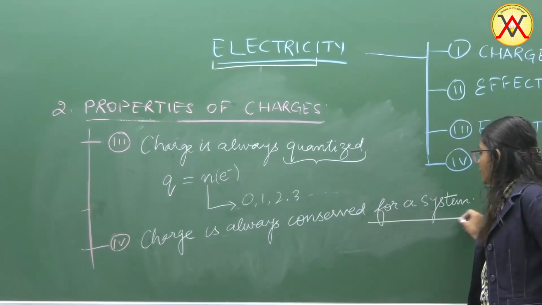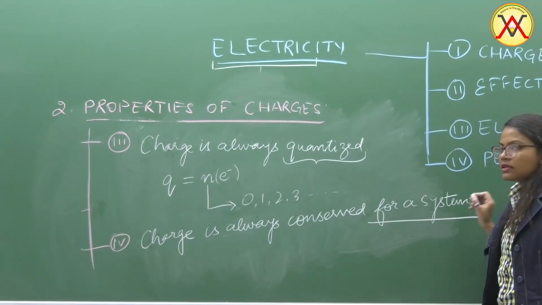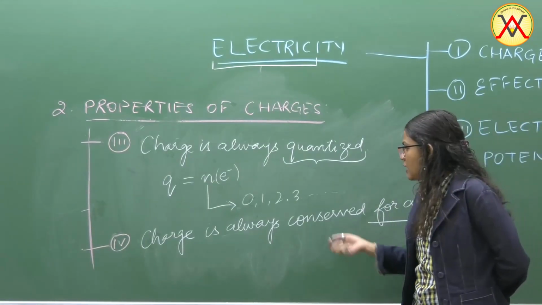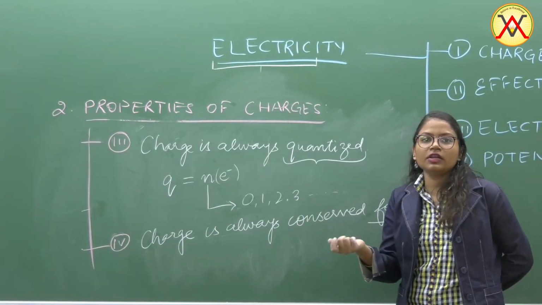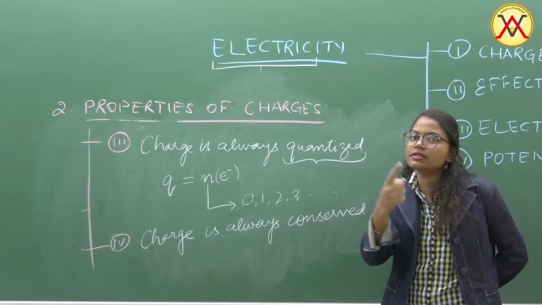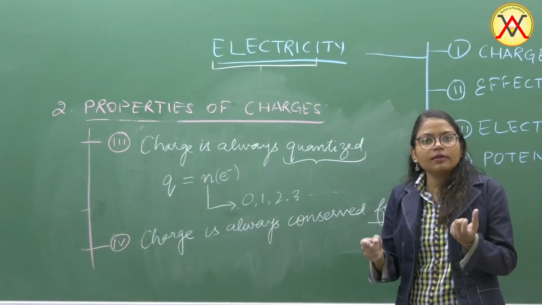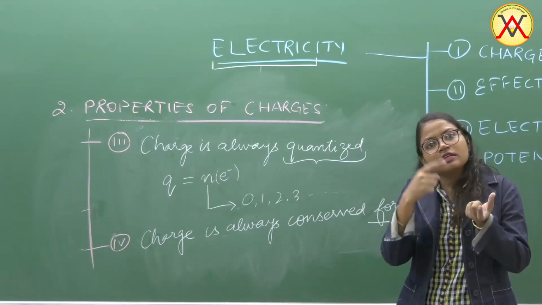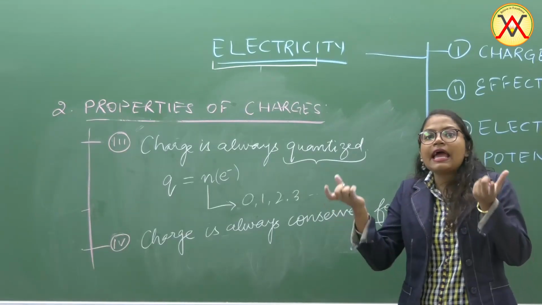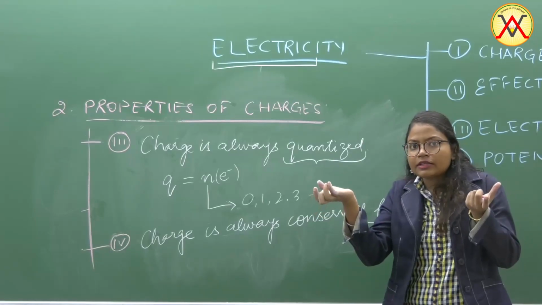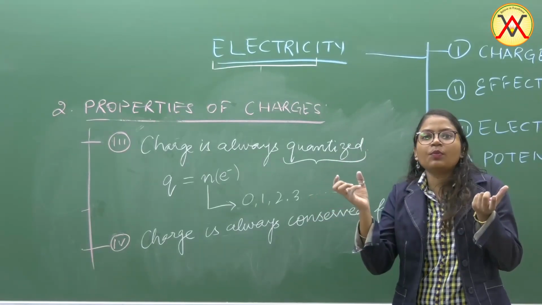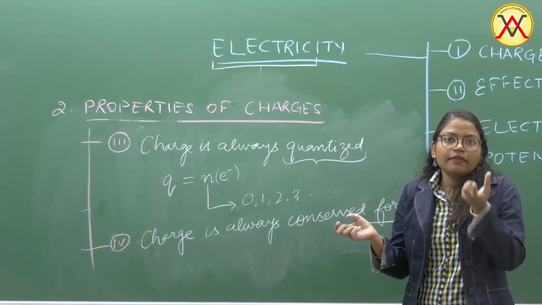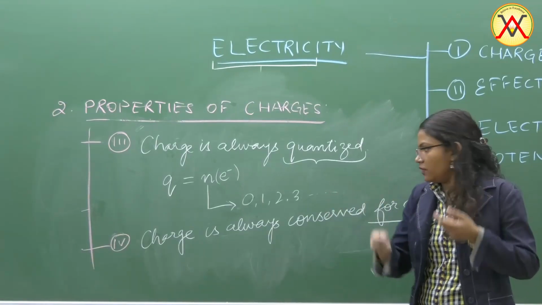Why have I written for a system? Because it is so obvious that when one body is giving out electrons, charge on that body is not conserved. And when another body is taking that electron, charge on that other body is also not conserved. But as a whole, the number of electrons given out from this body and taken into that body are conserved.